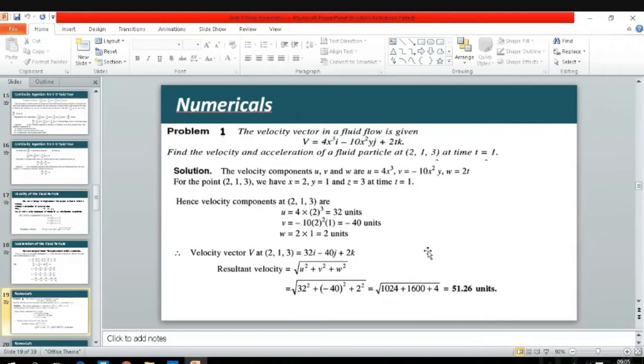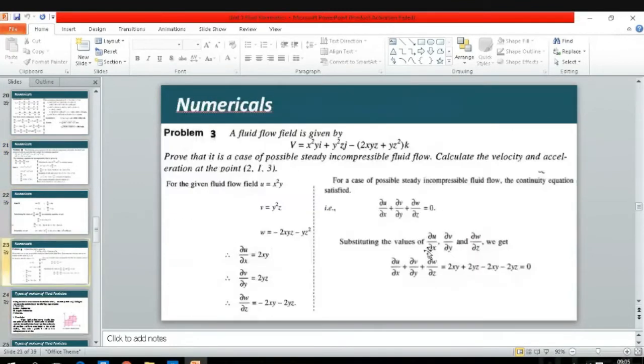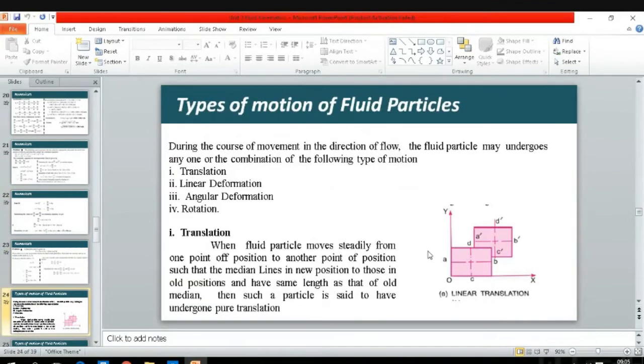Okay. After that, we had seen one numerical on velocity and acceleration, one numerical on continuity equation. Okay. And I think a third numerical also we had seen. Okay, that is also on continuity equation. Okay. After that, in our last lecture, we had seen what are the different types of motion of fluid particles that are possible. Okay. So during the course of movement, in the direction of flow, the fluid particle may have a combination of one or more of these motions. Okay. So they are linear translation, linear deformation, angular deformation, and rotation.